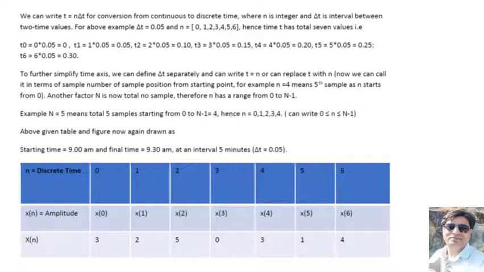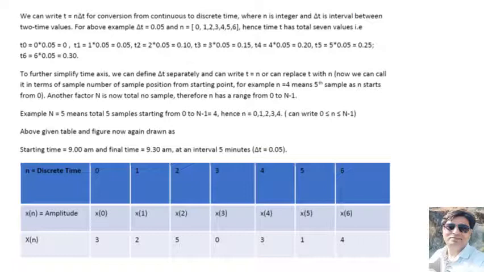To understand the relationship between continuous time and discrete time signal, we can write t is equal to n delta t for conversion from continuous to discrete time, where n is an integer and delta t is the interval between two time values. For the above example, we can write delta t is equal to 0.05 and n is equal to 0, 1, 2, 3, 4, 5, 6. Hence, time t has now a total of 7 values.